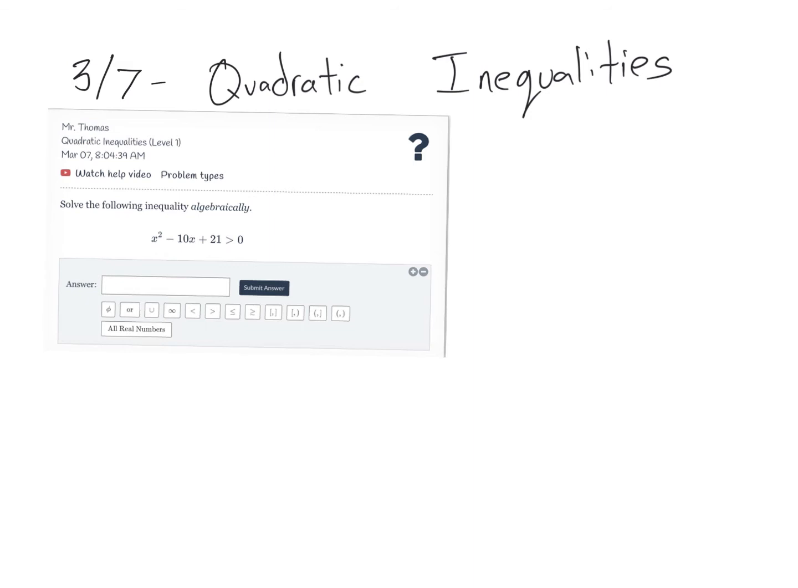Quadratic inequalities. What does that inequality mean? We'll look at this, not equation, but inequality. Do you see an equal sign there? No! So it's an inequality.